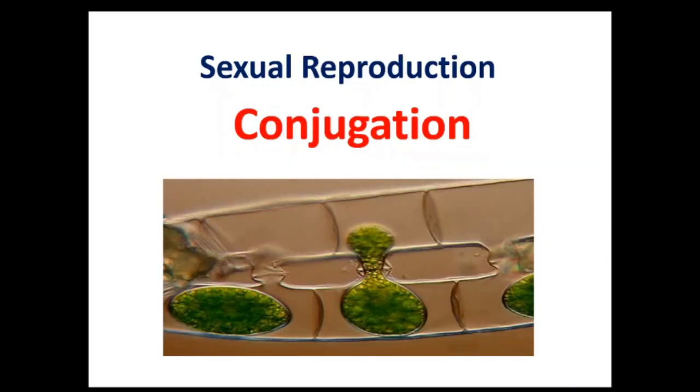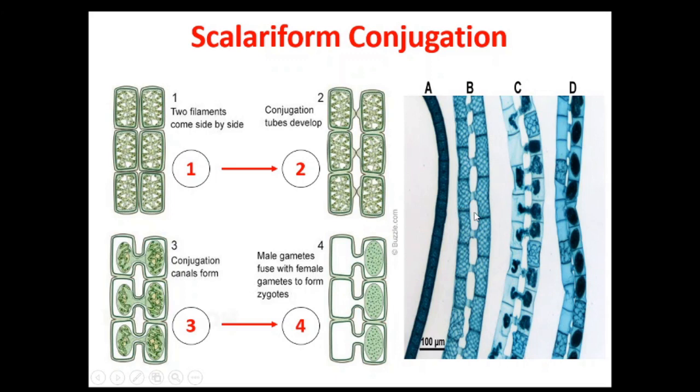Now the next means of reproduction in Spirogyra is sexual reproduction, and sexual reproduction occurs by the process of conjugation. First of all, we will discuss the scalariform conjugation. In scalariform conjugation, the two filaments of Spirogyra lie side by side throughout their length. Here you can see the two filaments. This is one filament and this is another filament, and the two filaments lie side by side throughout their length. So the first step in scalariform conjugation is that the two filaments lie side by side.